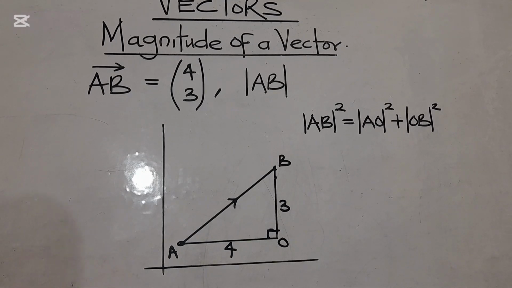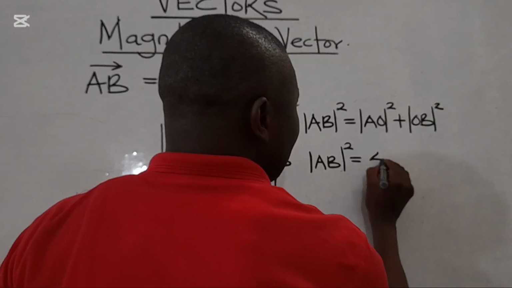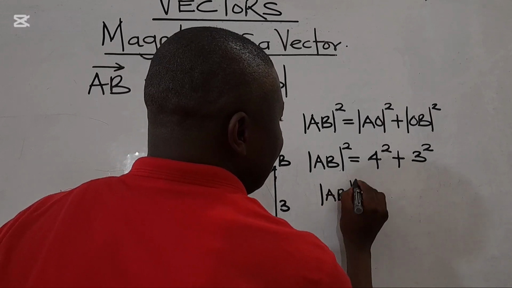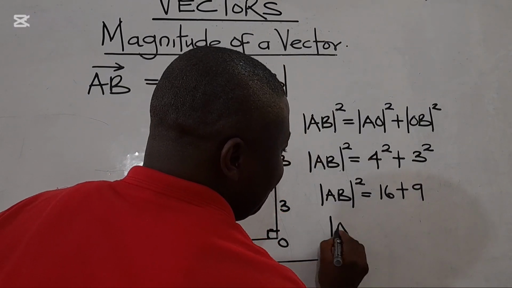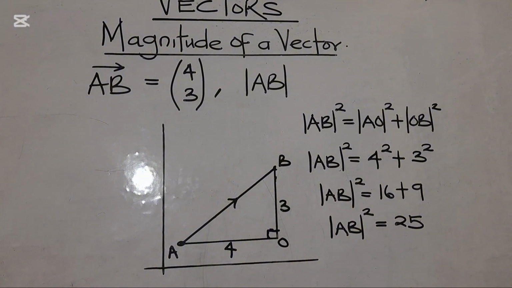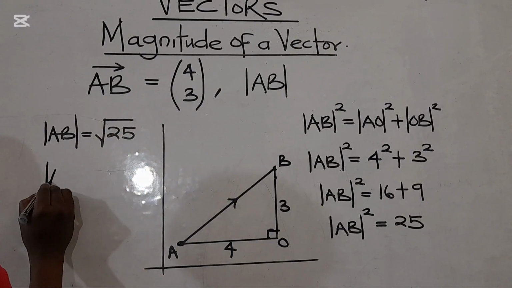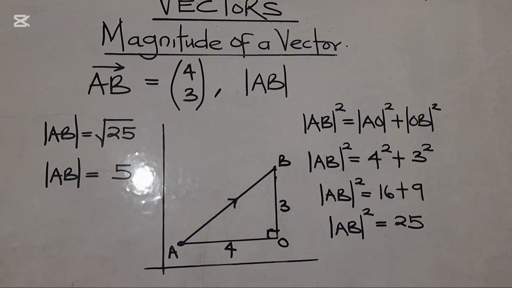So this is magnitude AB squared. AO is 4 squared, OB is 3 squared. So magnitude AB squared is 16 plus 9. 4 squared is 16, 3 squared is 9. So you have AB squared equals 25. So AB is equal to the square root of 25. So magnitude AB is equal to 5. This is how you get magnitude of a vector.